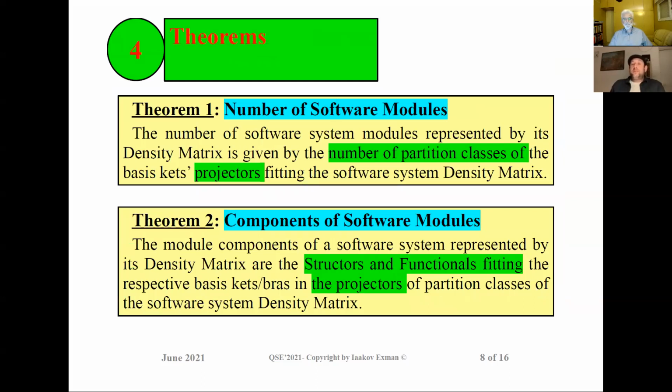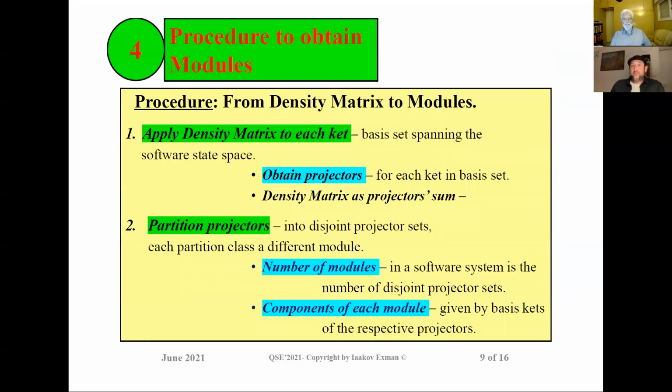We use two theorems in our procedure. The first one is the number of software modules. These are the numbers of partition classes of projectors. The second theorem is components of software modules. These are structures and functionals fitting the projectors of partition classes. The procedure to obtain modules is as follows. First, we apply the density matrix to each Ket to obtain projectors. Then we partition the projectors. We define the number of modules, and the components of each module are given by the basis Kets of the respective projectors.